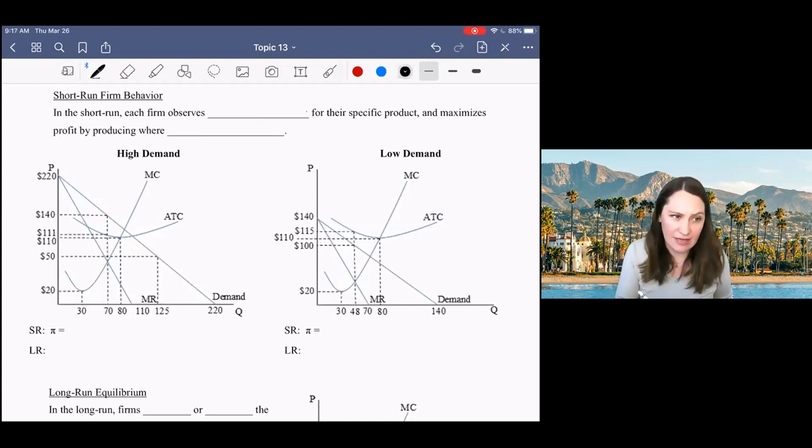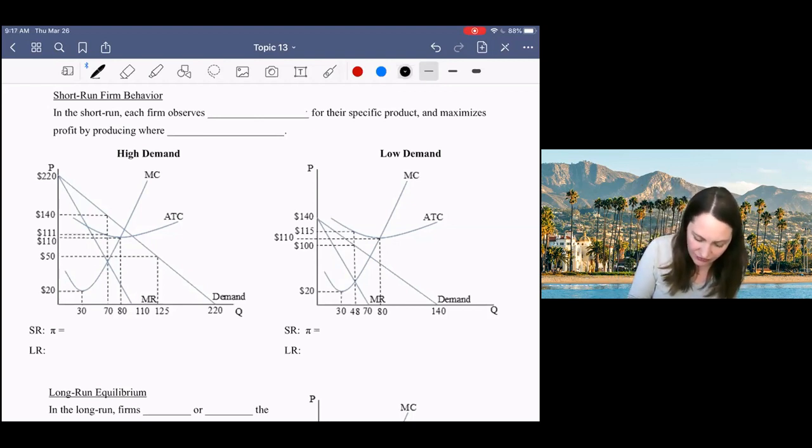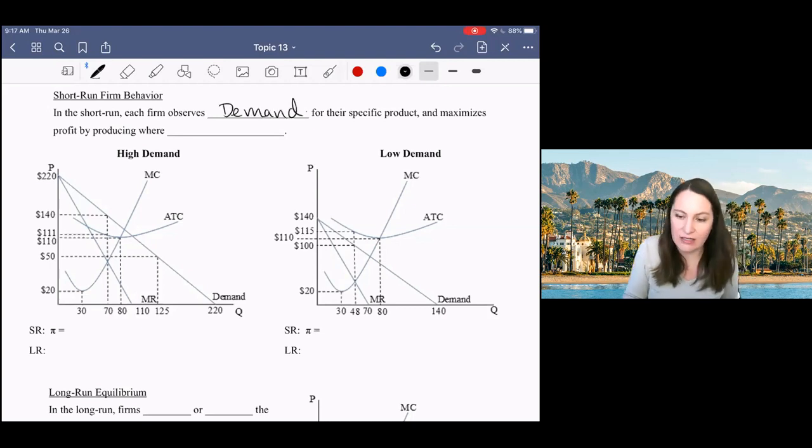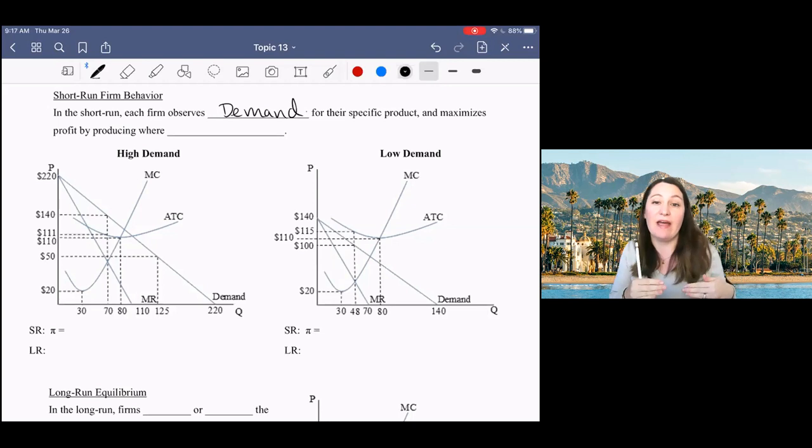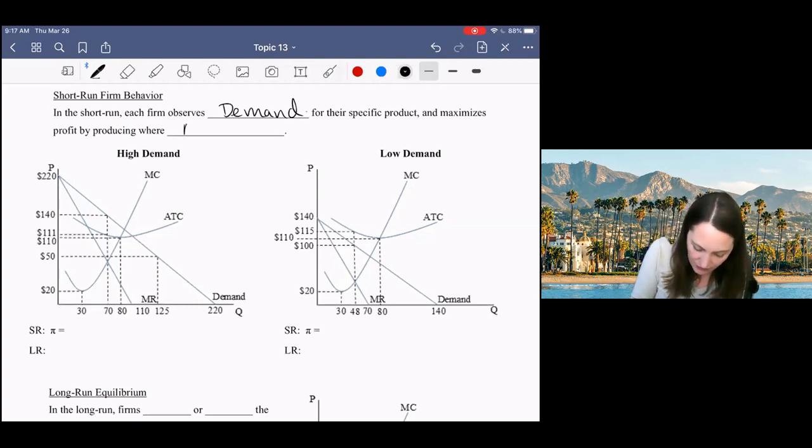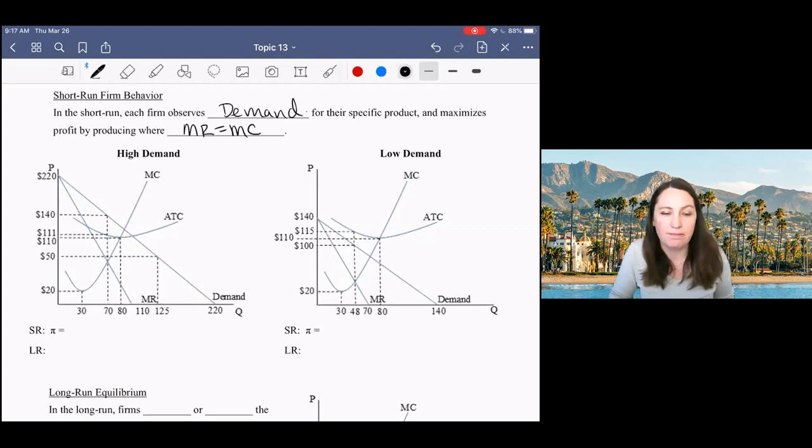So they simply observe the demand curve for their specific product. Okay, so when we put demand on the graph, we're not talking about demand for breakfast cereal, we're talking about demand for Lucky Charms, right? Demand for their specific product, and then they maximize profit by producing where marginal revenue is equal to marginal cost.